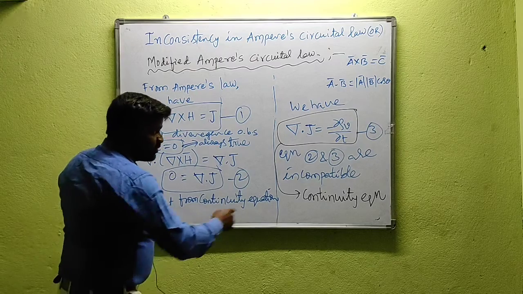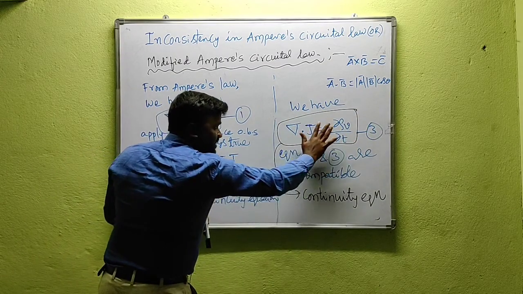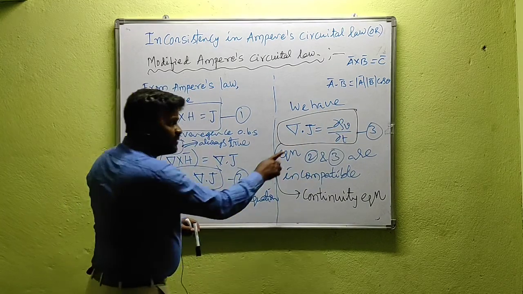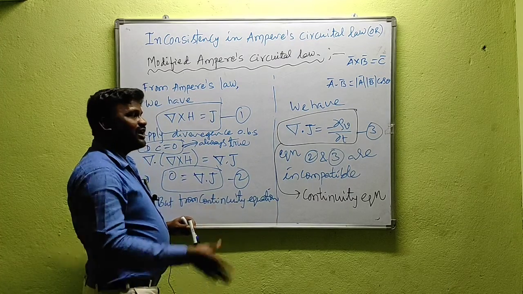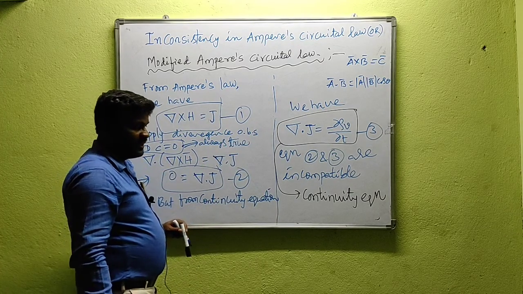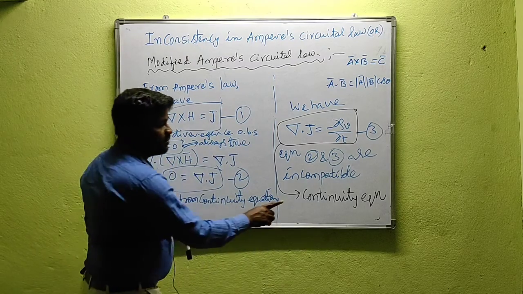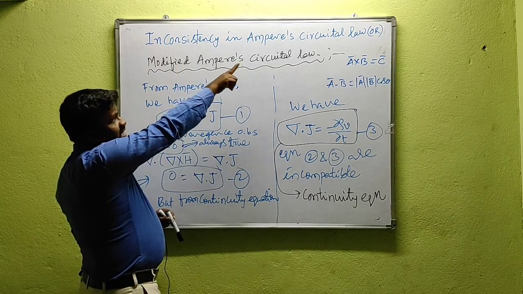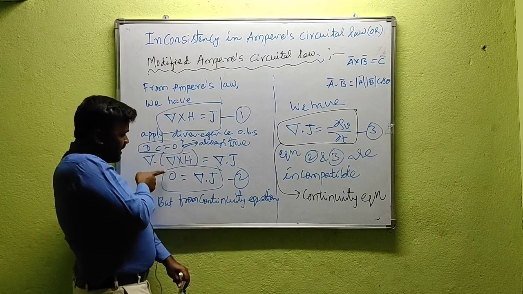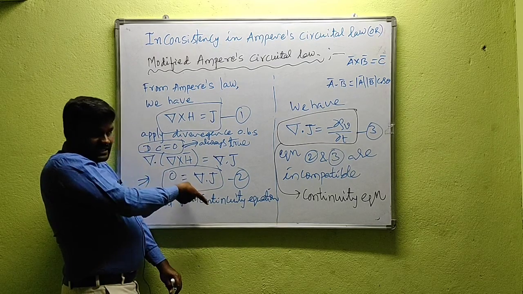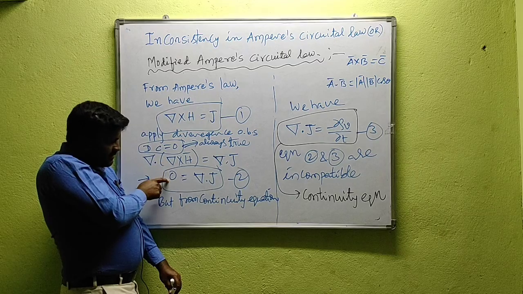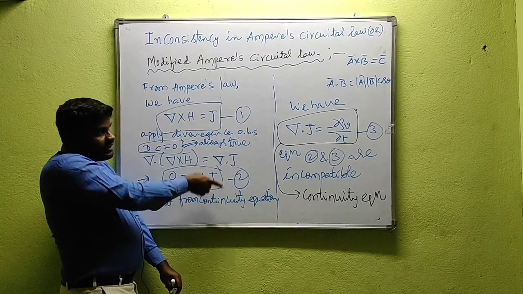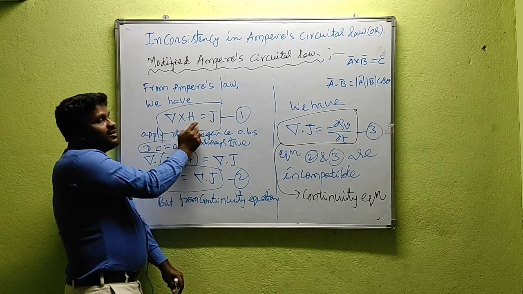In part 2 we will discuss, since we didn't yet prove this, del dot J equal to minus dou rho v by dou t. We need to prove it, and we can prove it by using the continuity equation. Later we will enter into the modification of Ampere's circuit law. Why do we need to modify it? If I apply divergence on both sides, on the left hand side I get 0, and on the right hand side I have del dot J, but del dot J equals minus dou rho v by dou t. So I need to modify equation 1.